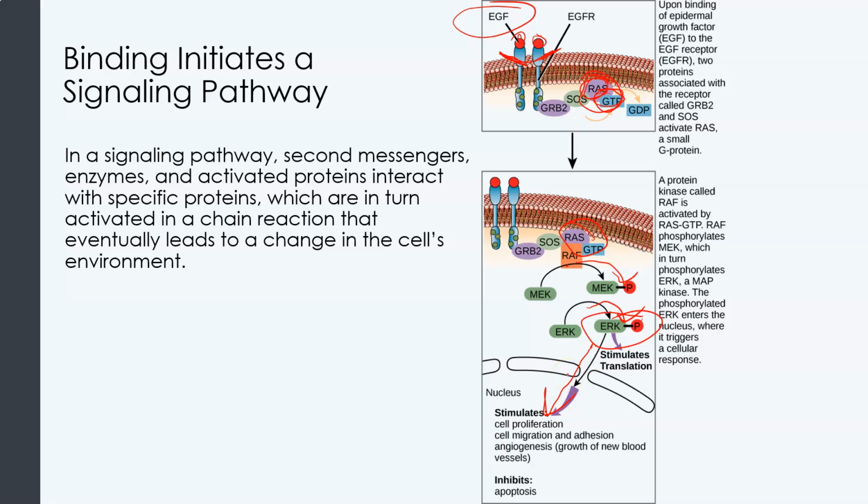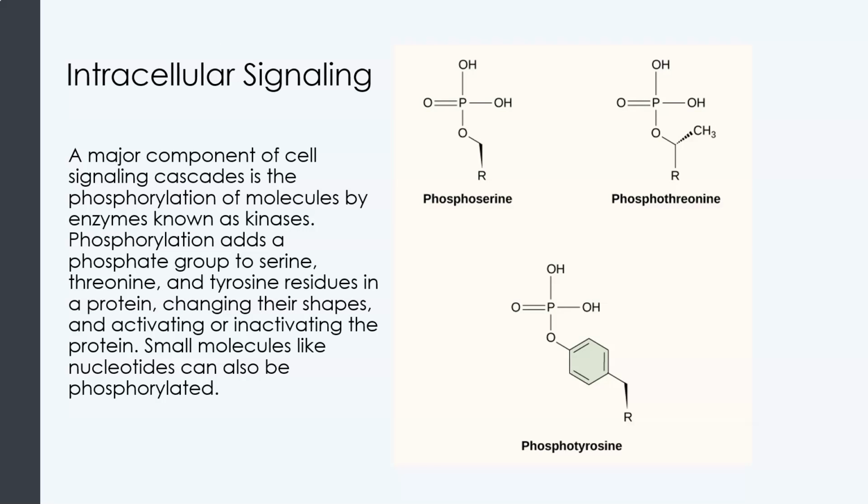and that ERK that's phosphorylated can now enter the nucleus and attach to the DNA and stimulate genes that cause the cell to grow, to migrate, to adhere to other cells, angiogenesis, which is the growth of new blood vessels, and it can also inhibit apoptosis. And this is great if we want our cells to grow, but what if this is a cancerous cell? If it's a cancerous cell, it could cause it to grow indefinitely into a tumor.